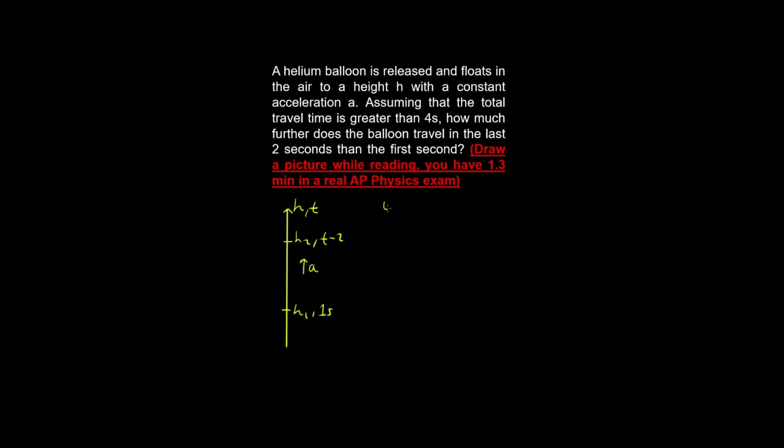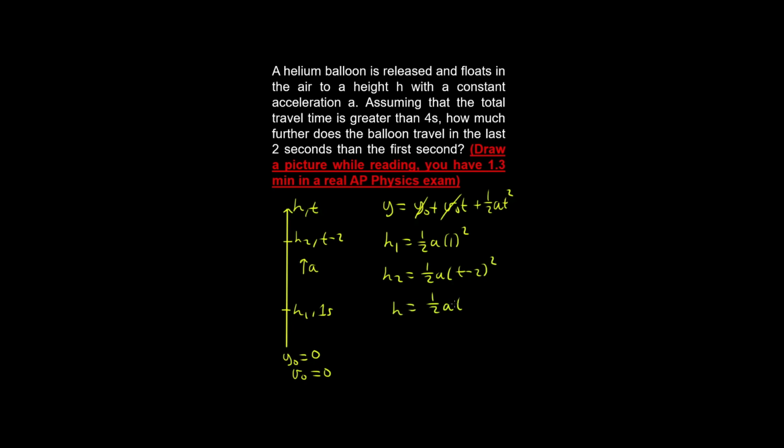So the kinematic equation to use is y equals y0 plus v0t plus 1/2 at squared. And we have y0 is equal to 0 as our reference point, and v0 is equal to 0 as the balloon is released. So what we can do is take h1 is equal to 1/2 a times 1 second squared, h2 is equal to 1/2 times the acceleration times t minus 2 squared, and h is equal to 1/2 at squared. And then subtracting these two, we get this distance of the interval, and we can subtract h1 from this result to obtain the answer.